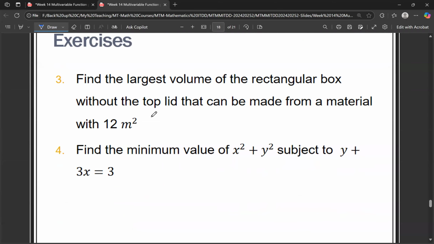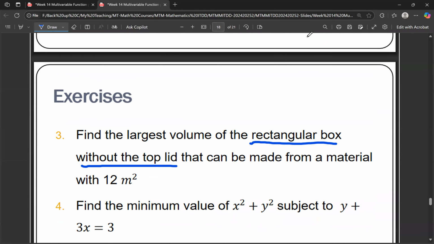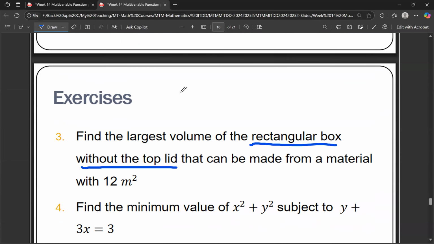This one, we must formulate the problem. We have a rectangle box without a top lid. So it means that we have a rectangle, but there is no lid on the top.